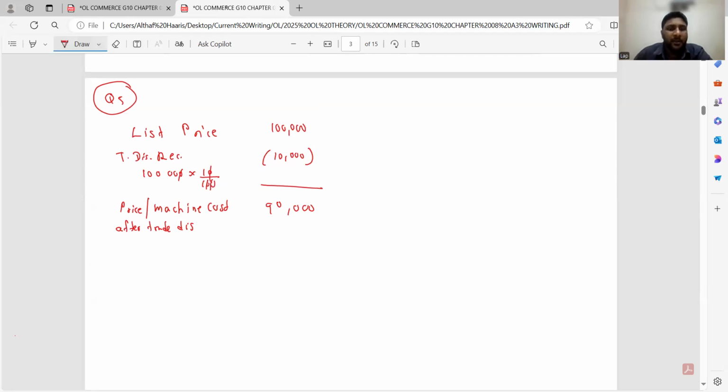Now tell me the double entry. This time you purchased a machine, so you are getting a machine, not the stock. Stock only we will write in the purchase account. This is a machine, so debit machine account, credit cash account, 90,000.